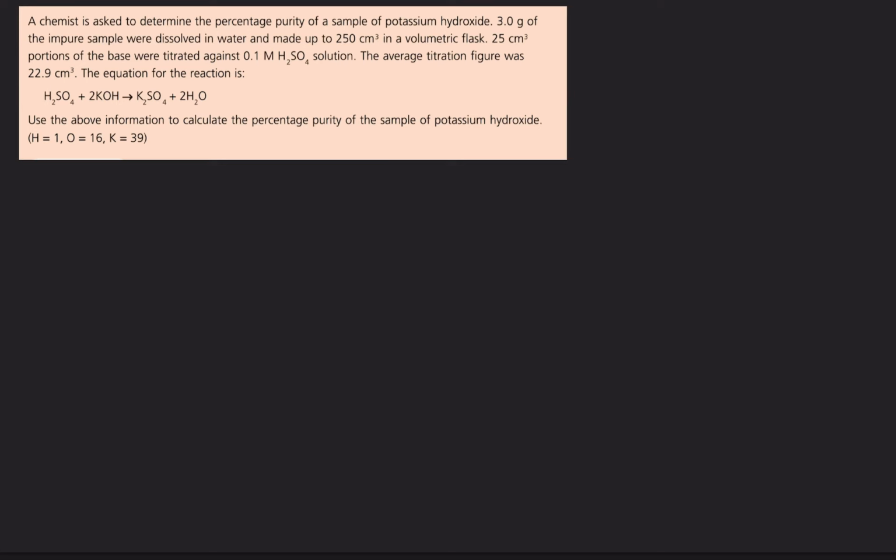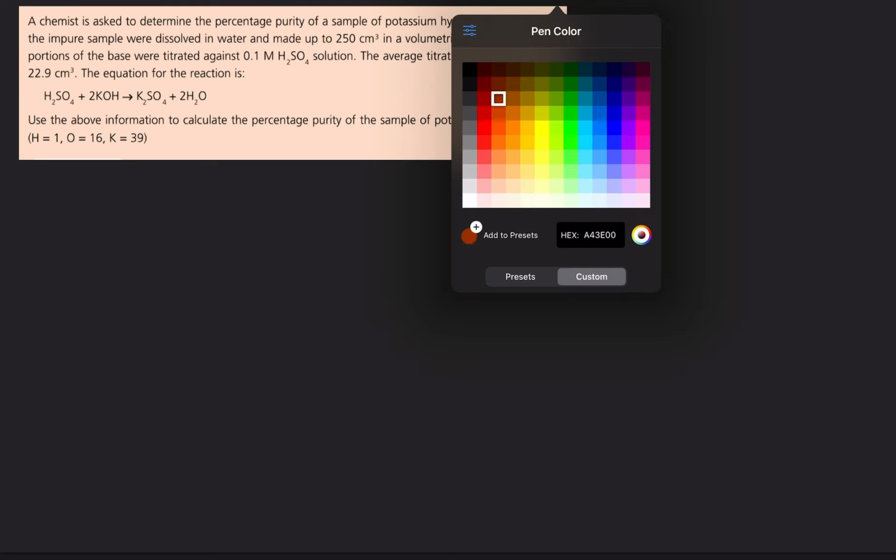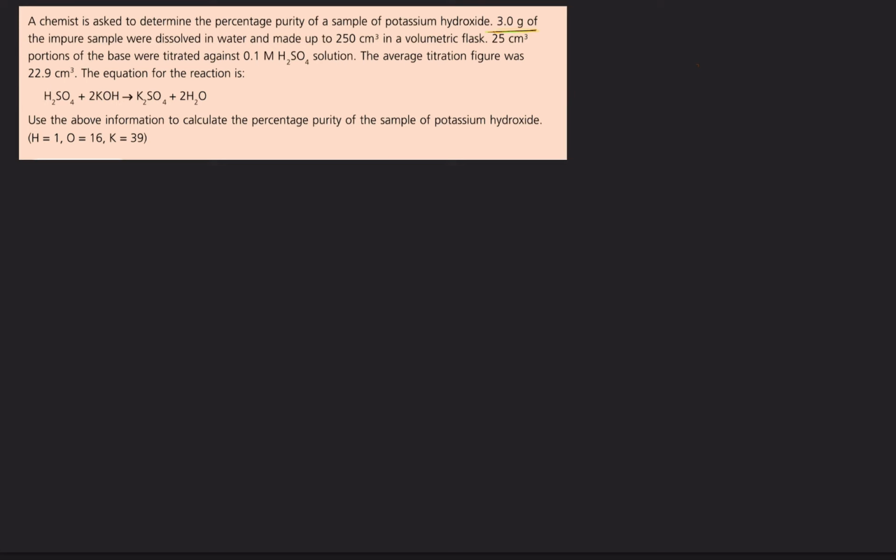Okay, so step one would be to underline the important sections of the question. Here we have 3 grams. I'll give it a different colour. Here we go. 3 grams of an impure sample that was dissolved in water and made up to 250 centimetres cubed. Then 25 centimetres cubed portions of the base was titrated against this molarity of acid, and it's sulfuric acid that we're using. The average titer was 22.9.